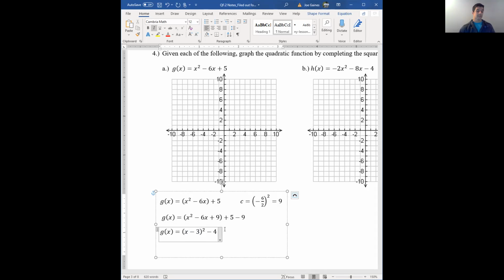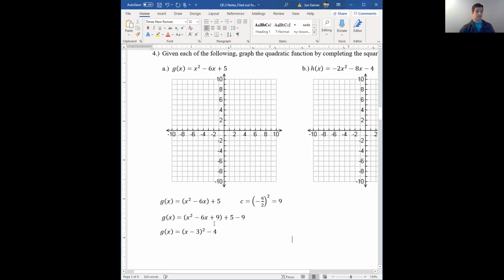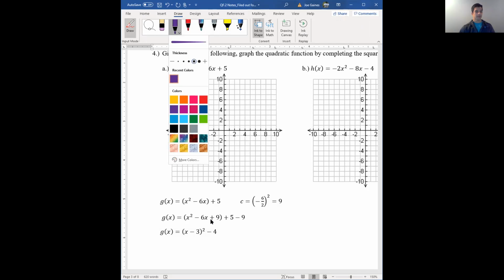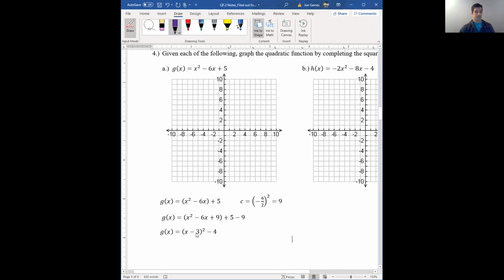Now, what this has done for me is it has turned this equation into a vertex form. And now I can graph my parabola. So we know how to graph in vertex form. The first thing that we're going to do is find the vertex. So the vertex would be found by shifting to the right 3 and down 4. So I'm going to move right 3, down 4 on my graph.